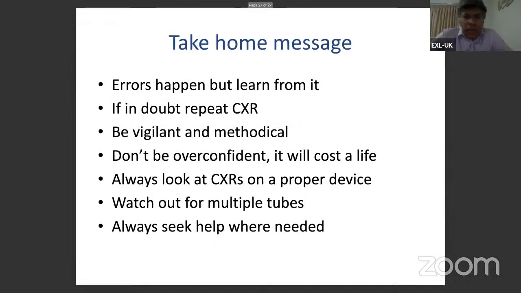This is the last summary slide. Take-home message: errors do happen, but learn from it. So don't try to hide it. Don't try to hide it under the carpet because you keep repeating it. If in doubt, always repeat the X-ray. Always seek help. Don't be overconfident. Don't be the macho person who says I made a diagnosis the first time around. It will cost a life, as we saw in some of these cases. And also, interpret X-rays. Look at all the other structures around the X-rays. Be very vigilant. I think that's all I've got to say.